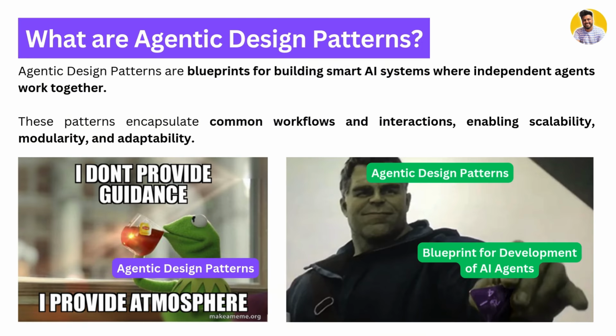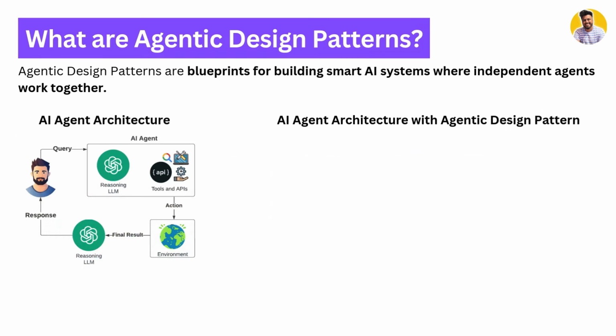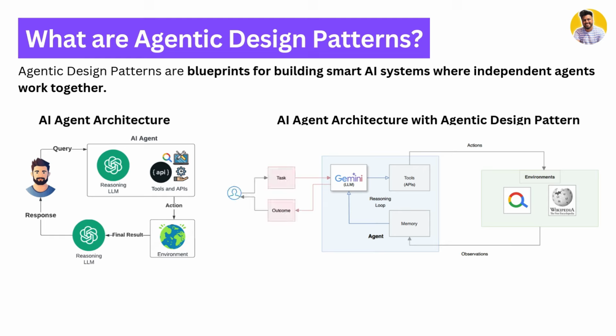Agentic AI design patterns are the blueprints for building smart AI systems where multiple agents work independently. As you know, AI agents have the ability to operate independently, make decisions, and improve based on data and experiences. But using these patterns, they have a common workflow and can easily interact with the environment by using tools such as APIs and databases as well.